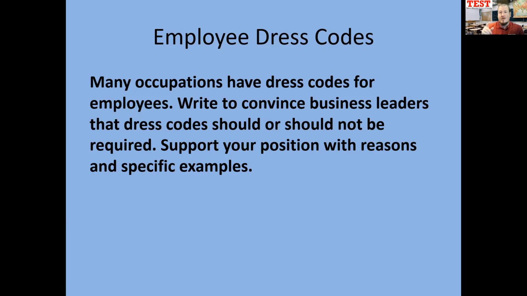Notice it doesn't say your boss, it says business leaders. So you're writing to managers, to CEOs, to whoever it may be, people in decision-making positions across a lot of different businesses. And you're going to tell them why they should or should not implement a dress code. Think about safety, think about uniformity, think about presenting a company's brand. Also think about individuality, think about comfort, right? Think about personal preference. Do I work better in what I'm comfortable in, or do I work better because I look the way you want me to look? You can very easily answer either way.